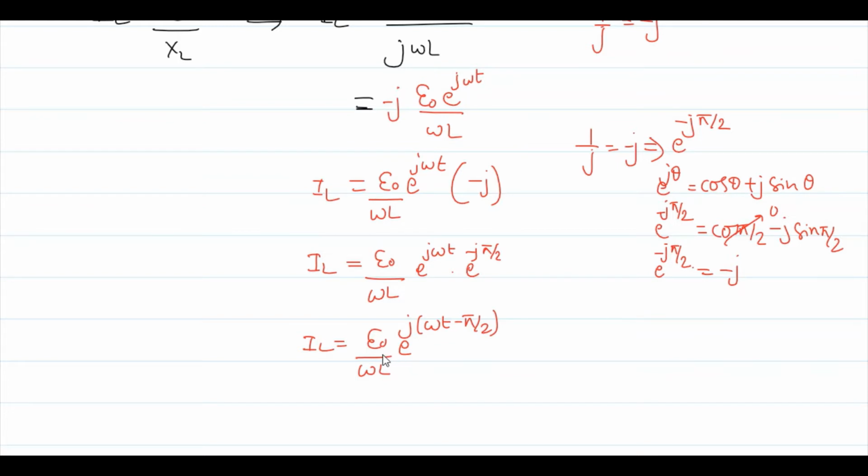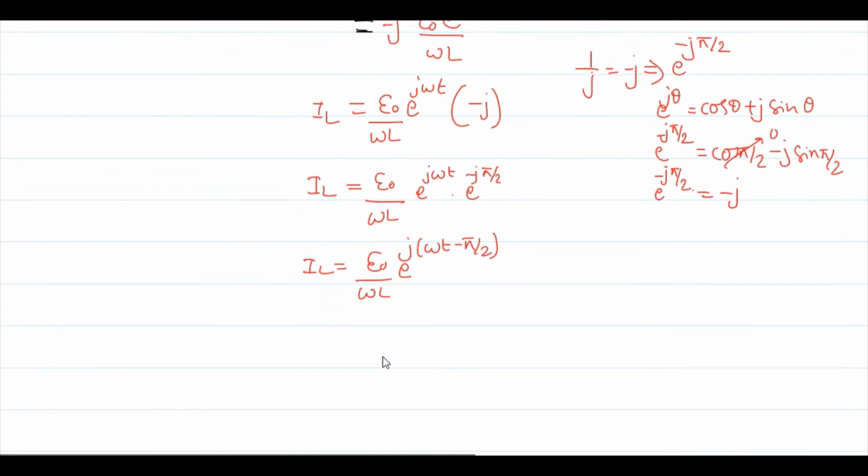So if you see this equation, the EMF, I will write as EMF naught e power j of omega t. Then if you compare these two, IL and the applied EMF, you can see that the current is lagging behind by an angle of pi by 2. I'll keep this equation as 1.